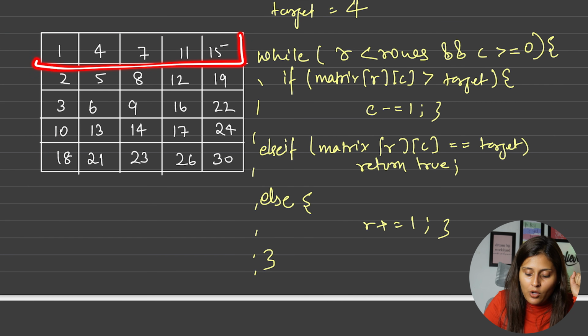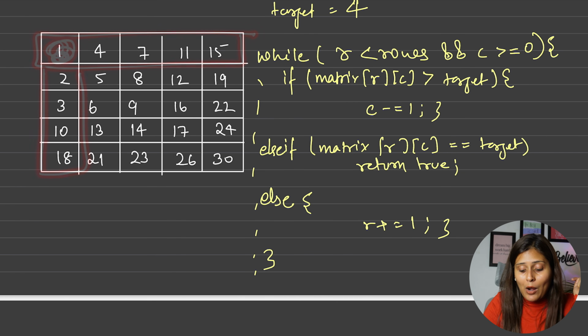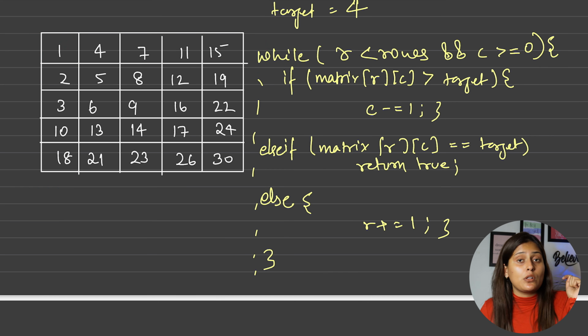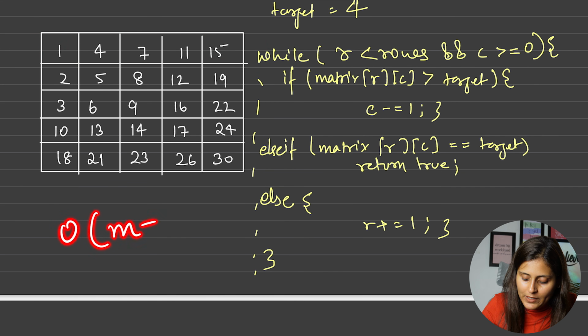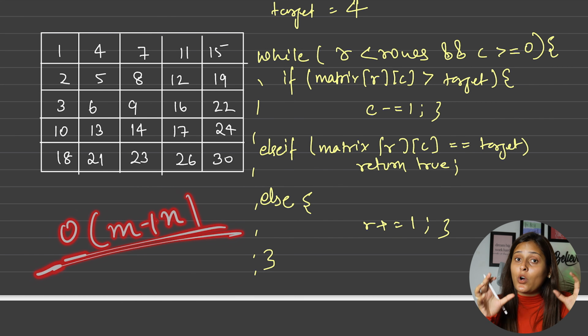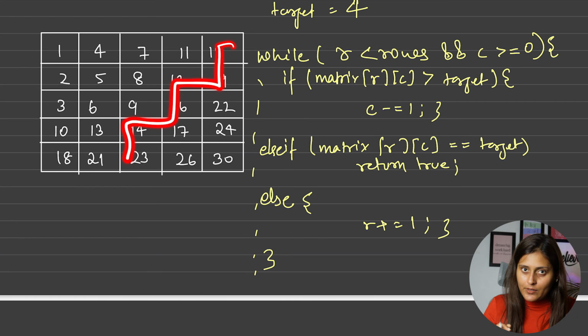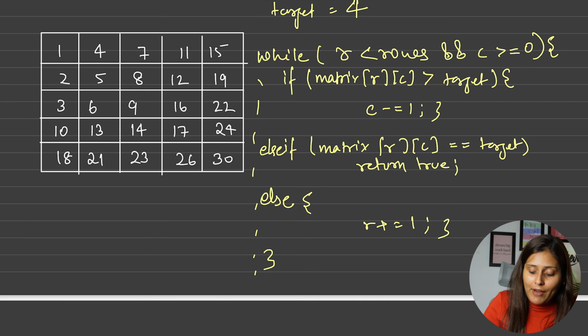Because you travel all of this and you travel all of this. So this part you have traveled only one time, but you are counting it 2 times, in number of columns also and in number of rows also. So hence in the worst case the time complexity will be O of m plus n, and this approach is called staircase approach. Remember that this is not a linear approach, this is staircase, because this is how you are traveling here, correct?